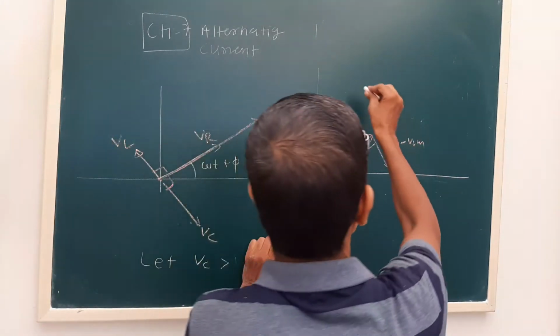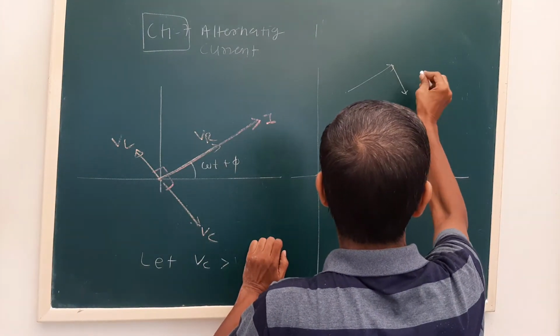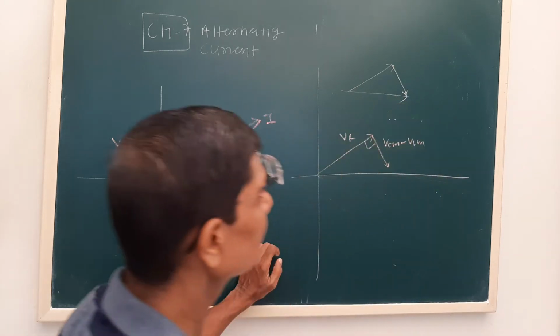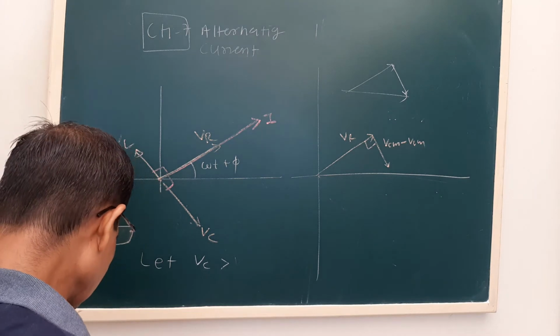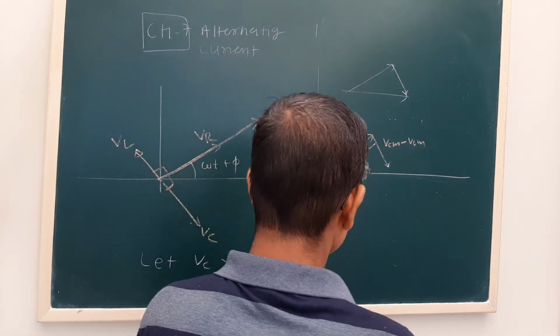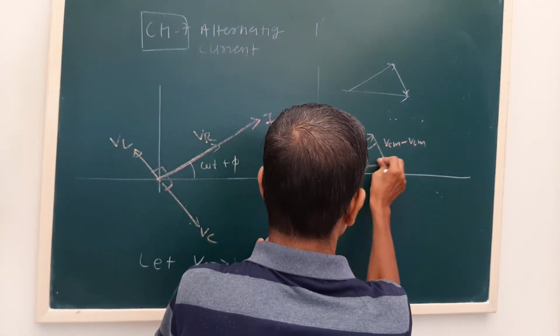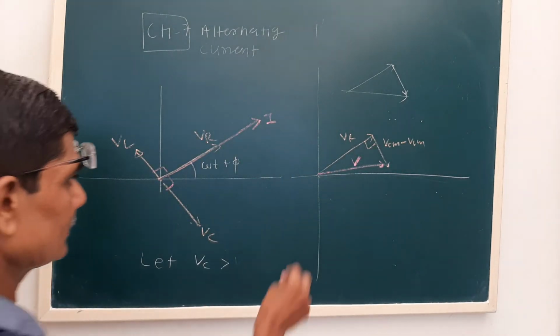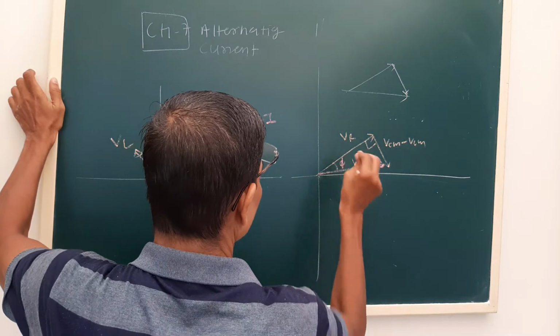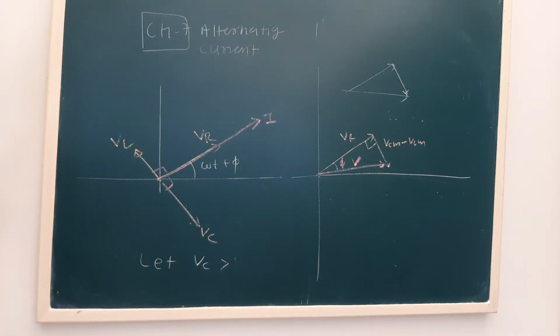On the head of the first vector, the tail of the second vector, the third side represents the resultant vector in magnitude and direction. Using the same thing, this is a resultant voltage, which has a phase difference of phi.